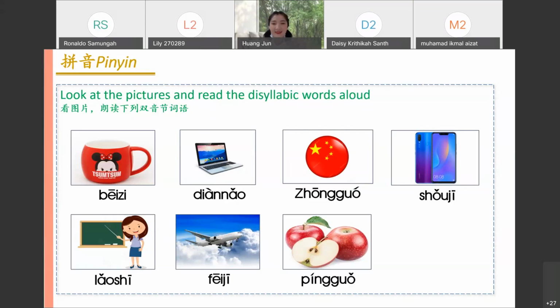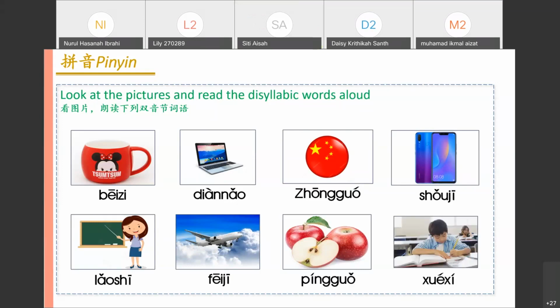苹果. Then the last one, study. Xuexi. 学习. So you need more practice for the third tone. Okay, listen to the syllable. 学习. Okay, so we already finished learning pinyin today.